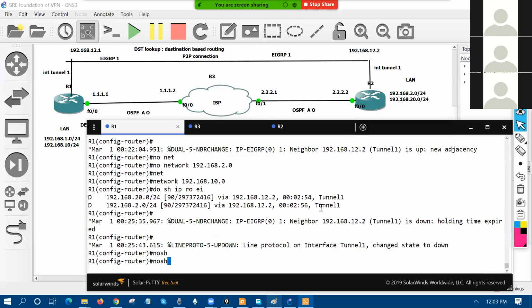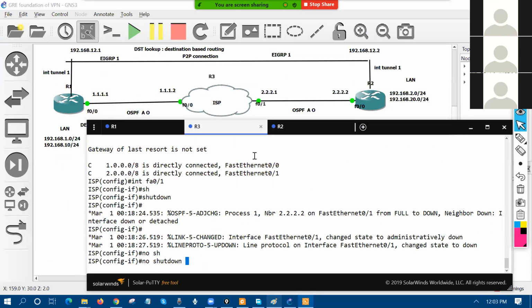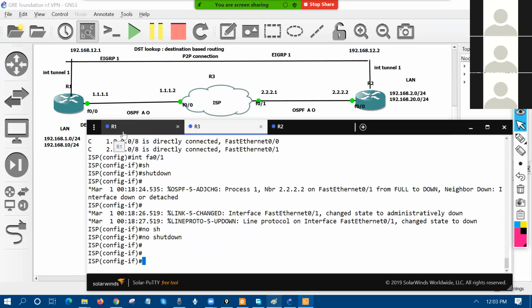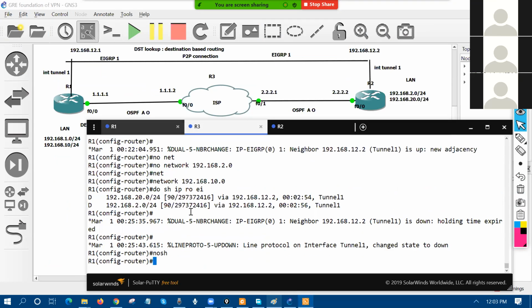Now do a no shutdown on R3. Once I bring this interface up, you will automatically get the overlay.